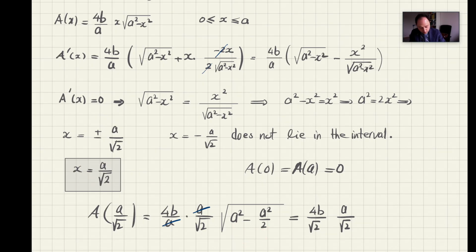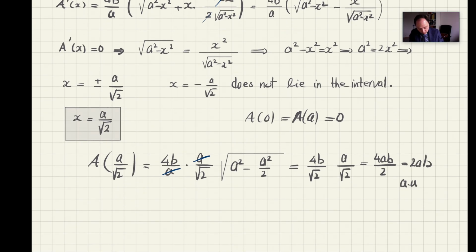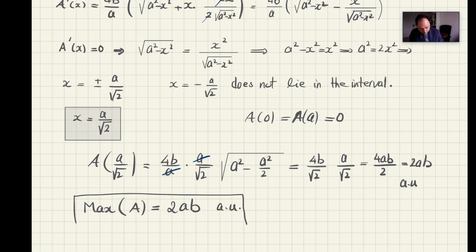Okay, and then what happens? So this becomes 4ab divided by 2, which is 2ab area units. Yes, so the maximum value for the area of these rectangles is 2ab area units. Okay, any questions?